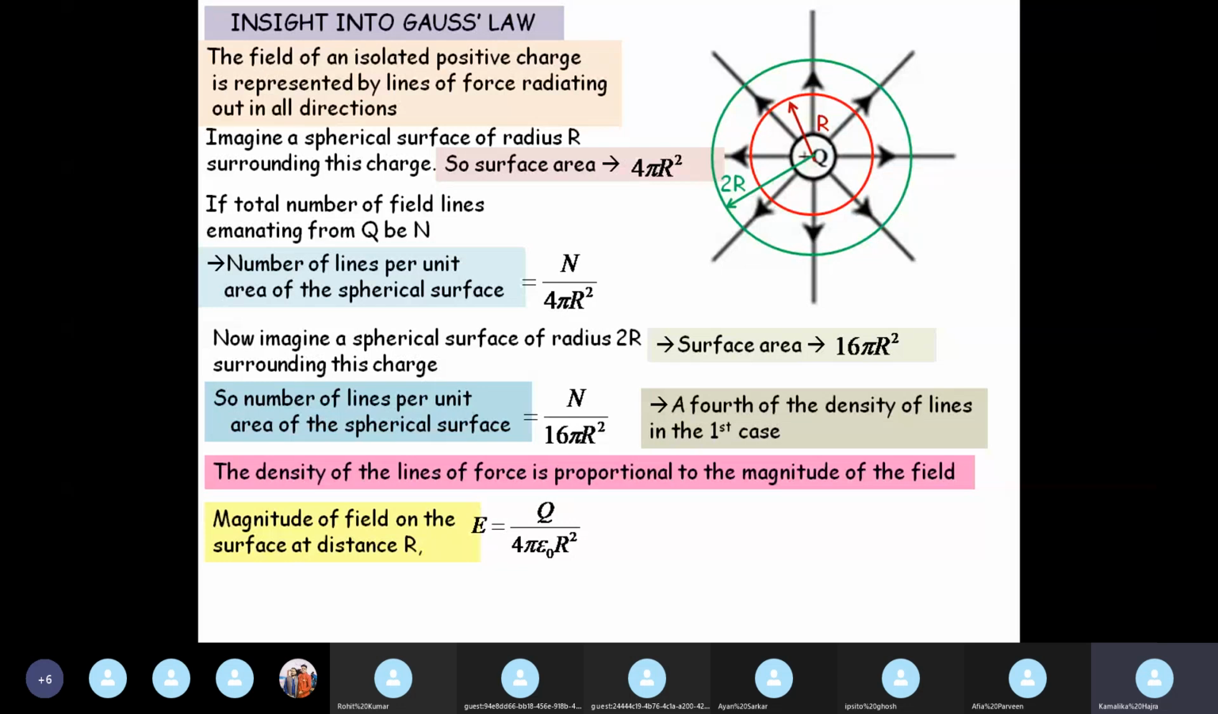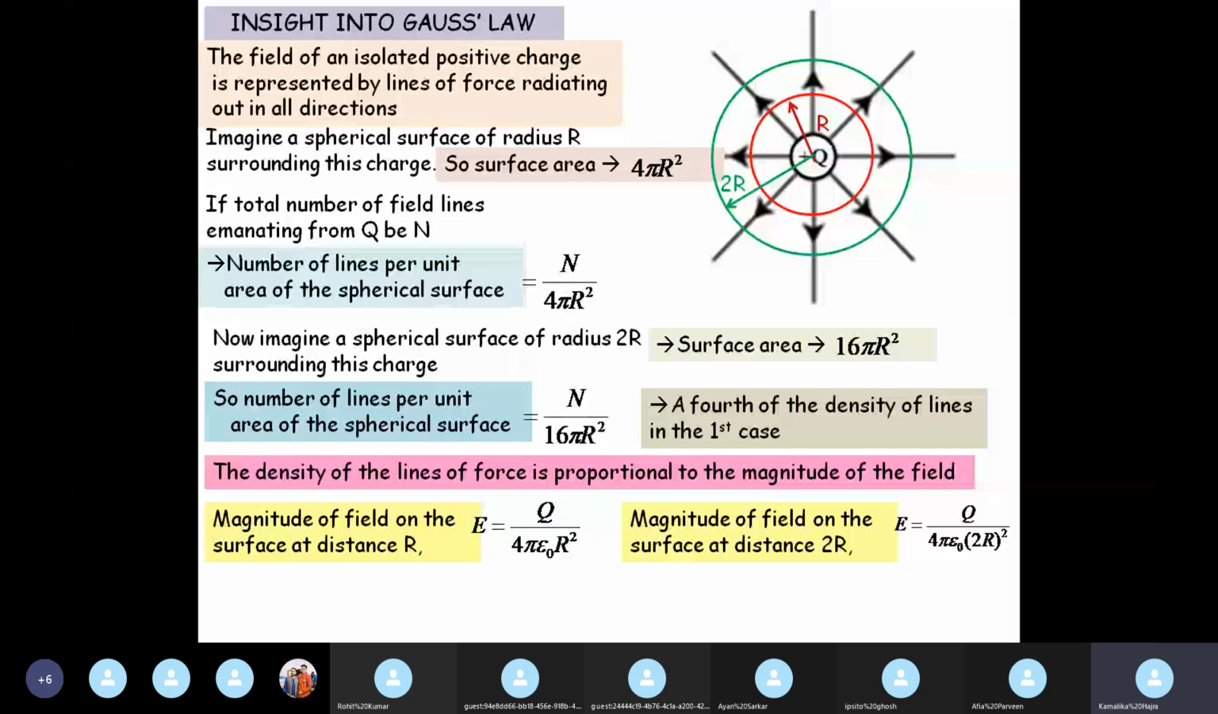But definitely the magnitude of the field at any point on the green sphere is lesser than the magnitude of the field at any point on the red sphere. The value of the electric field at any point on the green sphere is lesser than its value at any point on the red sphere. So the field is weaker on the green sphere, the field is stronger on the red sphere. So the closer we are to the charge, the stronger is the field.